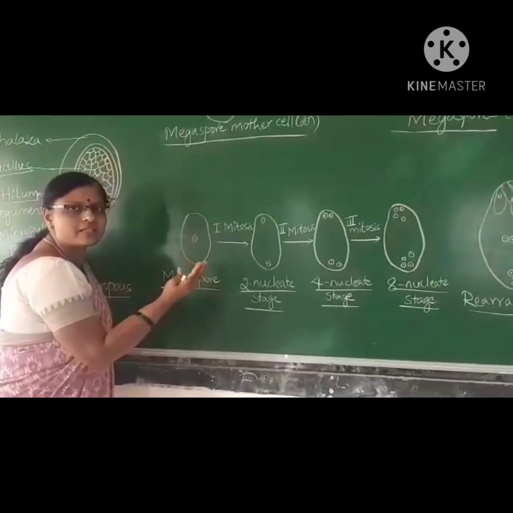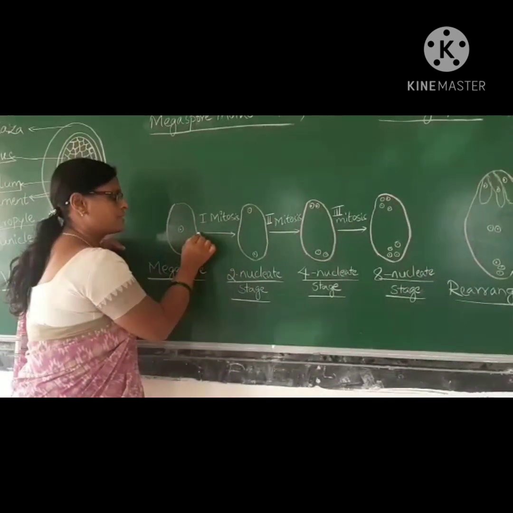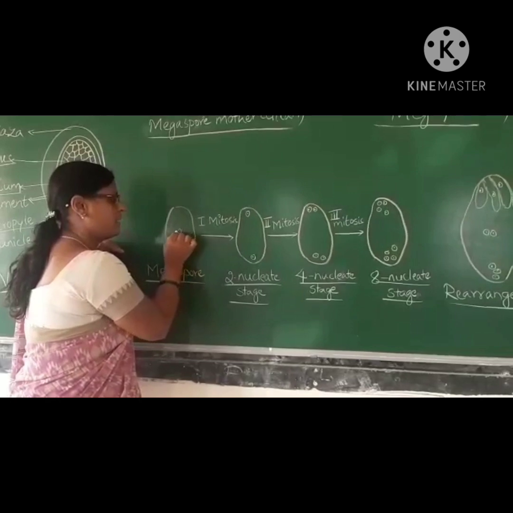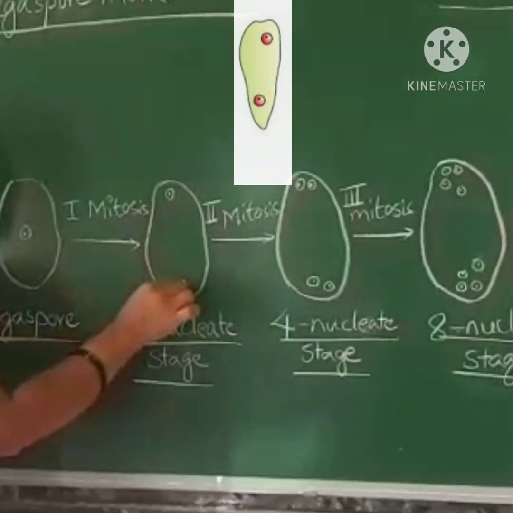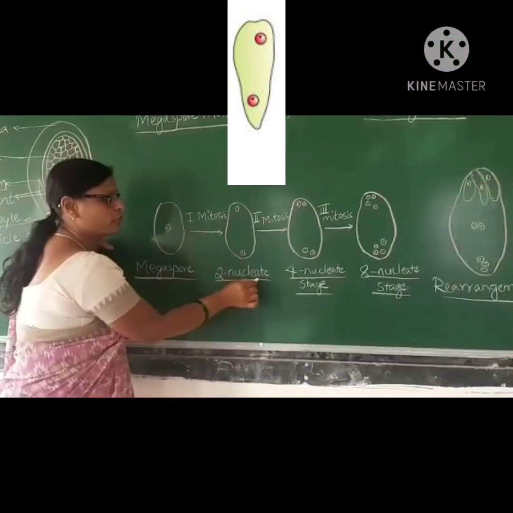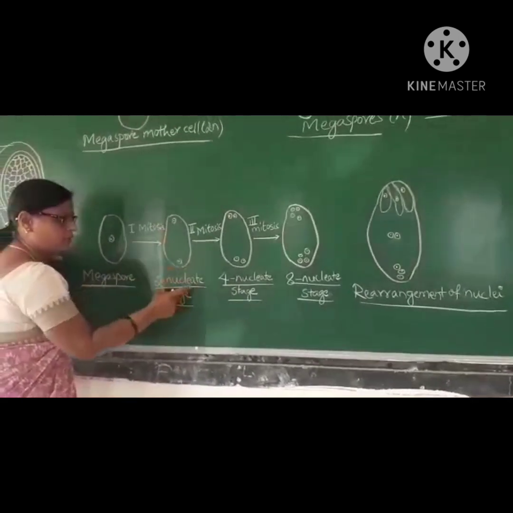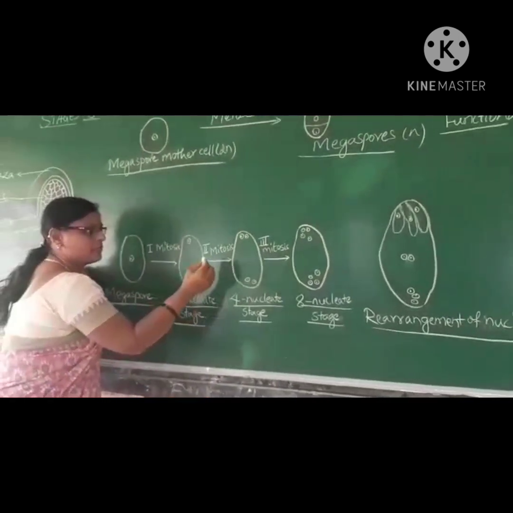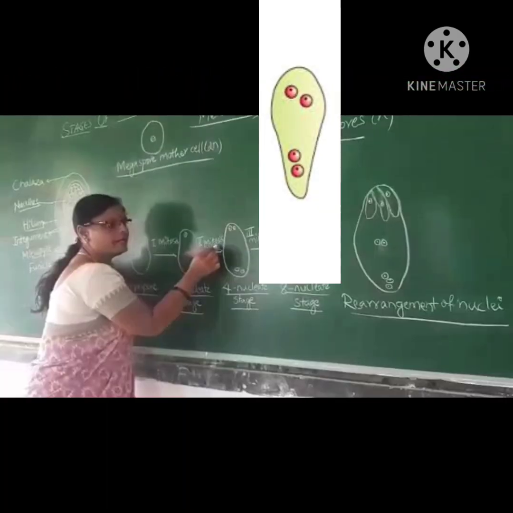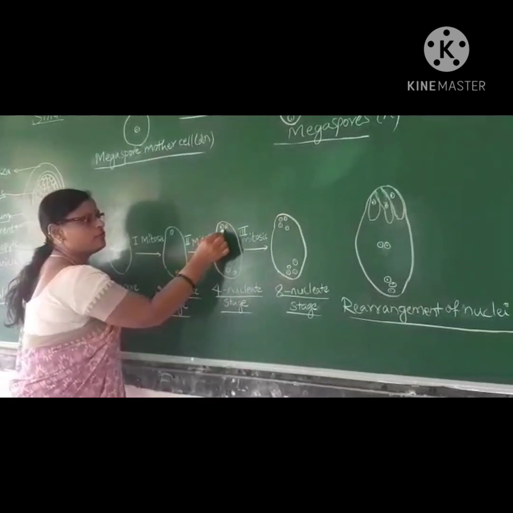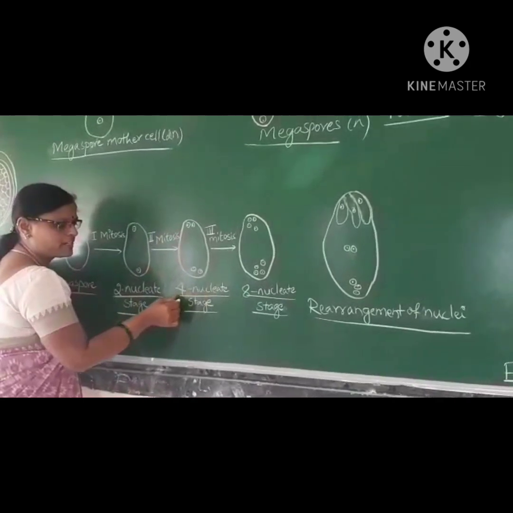successive mitosis thrice, which means 3 times it undergoes mitotic divisions. As a result of the first mitotic division, the nucleus of the megaspore divides and forms 2 nuclei, that is called the 2 nucleate stage. The 2 nucleate stage becomes the 4 nucleate stage by undergoing another mitosis, the second mitosis. So 4 nuclei are formed in the same megaspore.